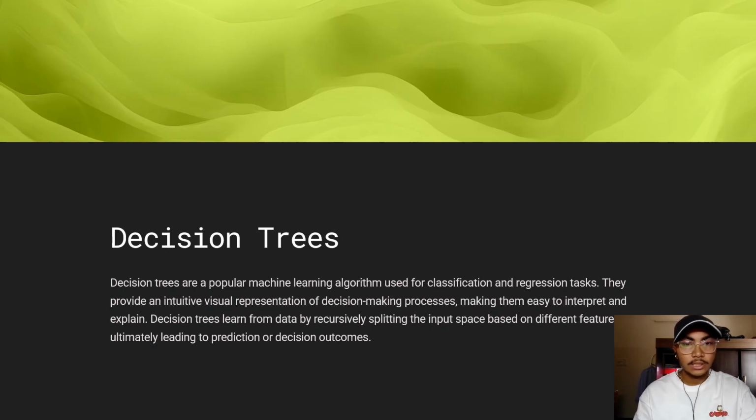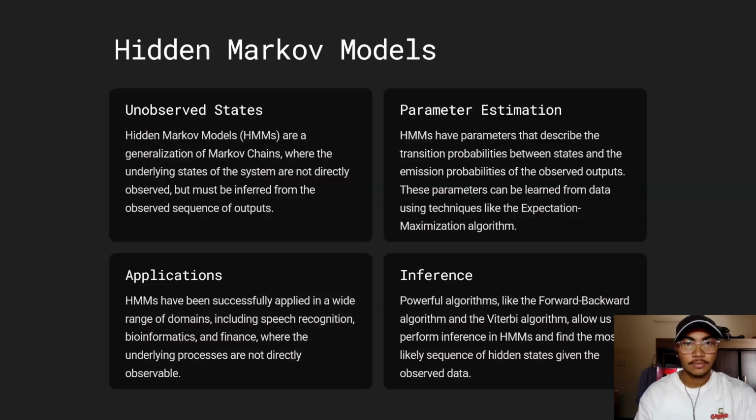Decision trees. Decision trees are a popular machine learning algorithm used for classification and regression tasks. They provide an intuitive visual representation of the decision-making process, making them easy to interpret and explain. Decision trees learn from data by recursively splitting the input space based on different features, ultimately leading to prediction or decision outcomes.